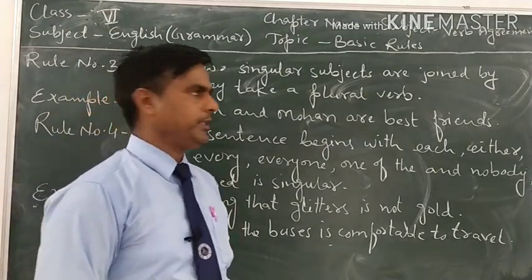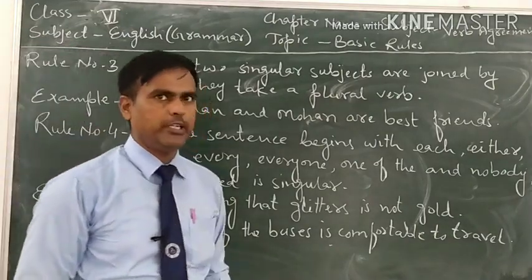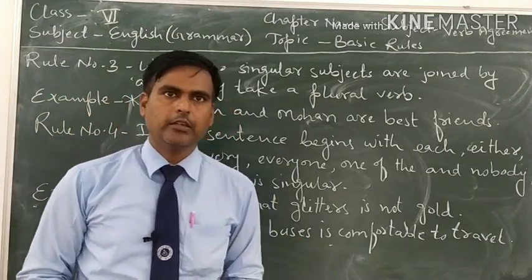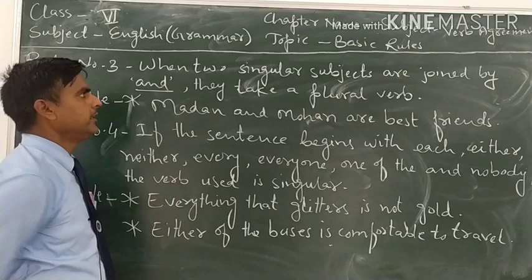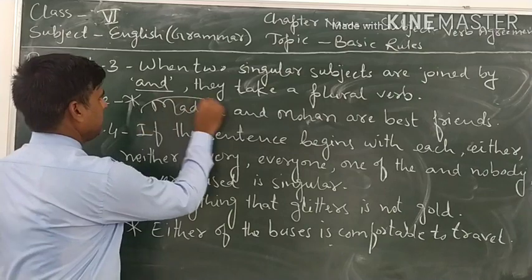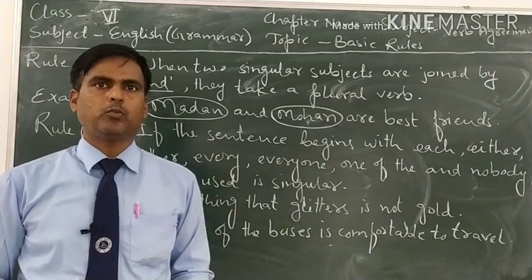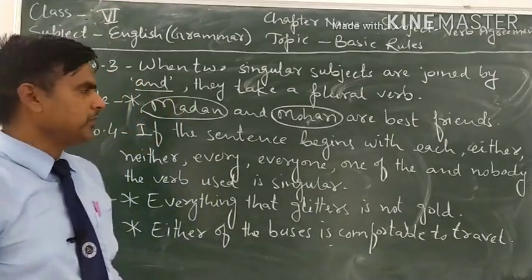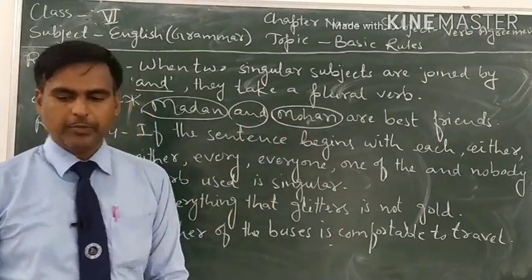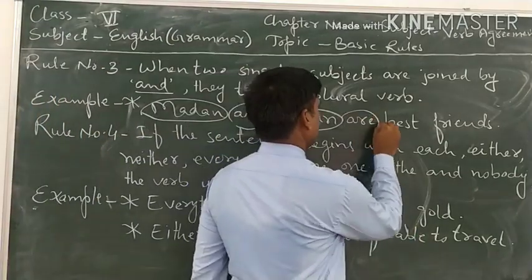Now come to the third point. The third rule is when two singular subjects are joined by and, they take a plural verb. For example, Madan and Mohan. Madan is singular, Mohan is also singular, but they are joined by and, that's why we will use a plural verb.